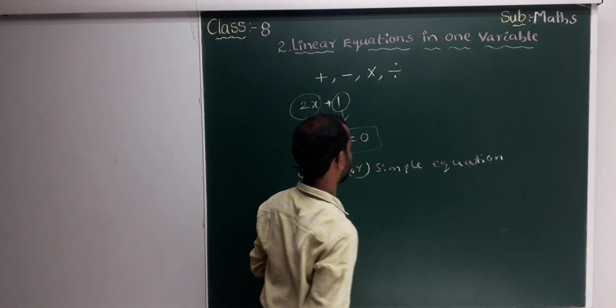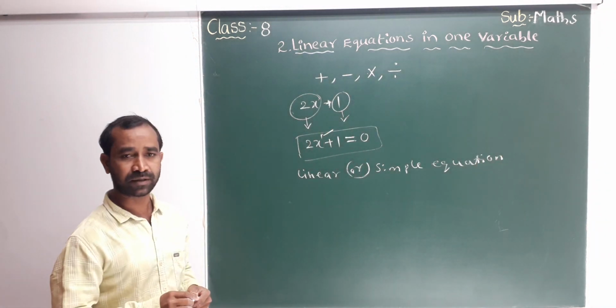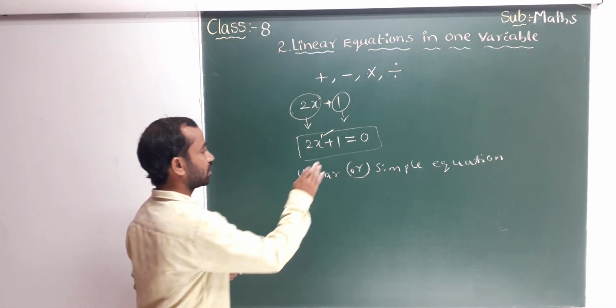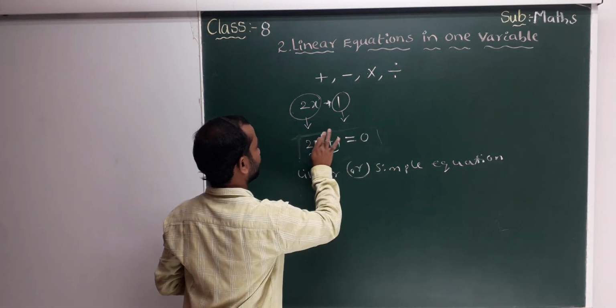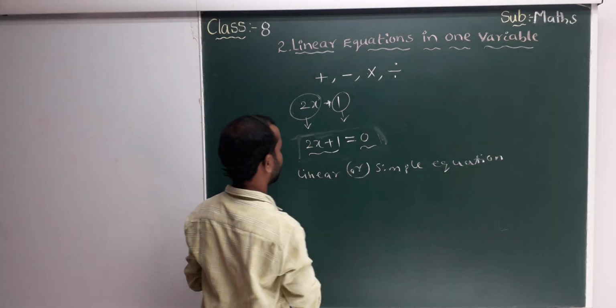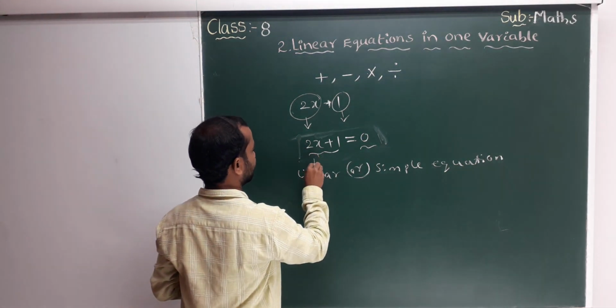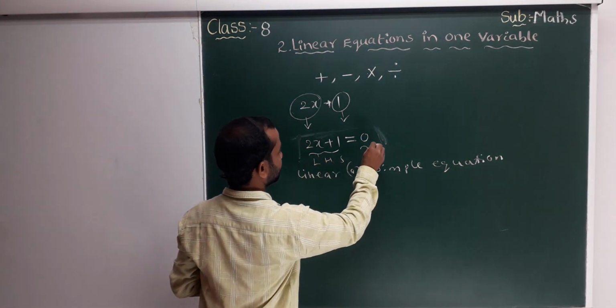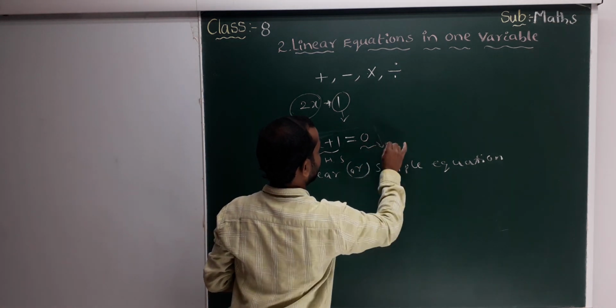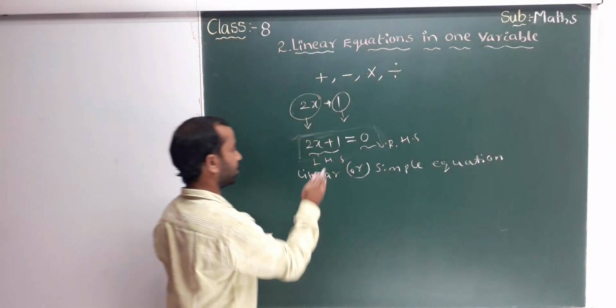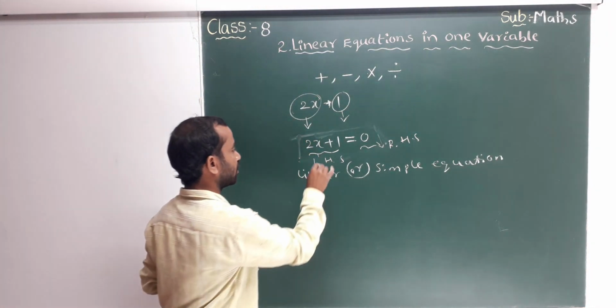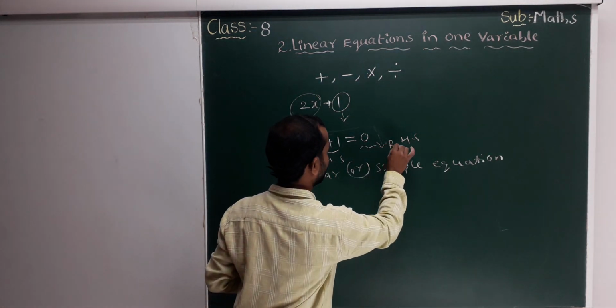In this equation we have two parts. This is the first part, this is the second part. The left side is the LHS part, and the right side is the RHS part.